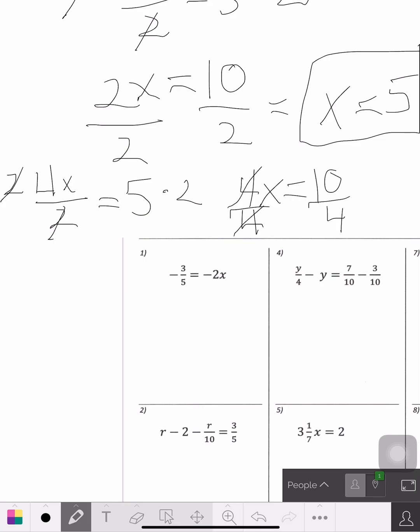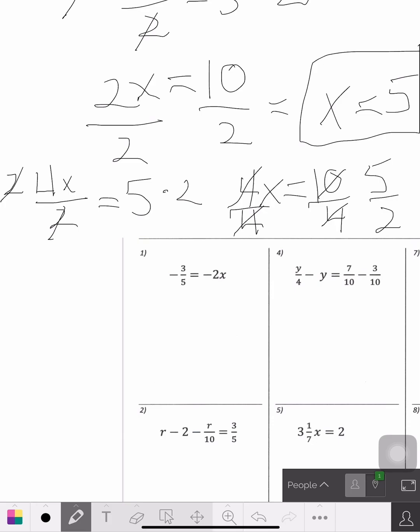These two cross out. We got x equals 10 over 4. And we can reduce 10 over 4. If we divide, we look for what can go into both of them. And 2 can. Okay? 2. So these can cross out. If we divide by 2, we get 5 over 2. And that's our answer. x equals 5 over 2. And that's all there was to it.